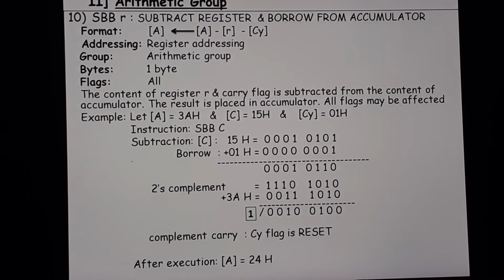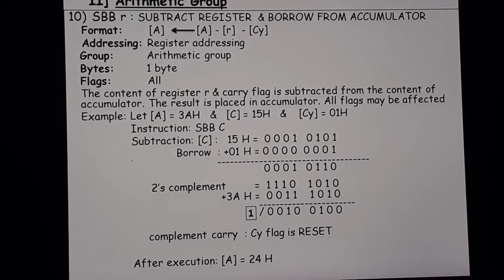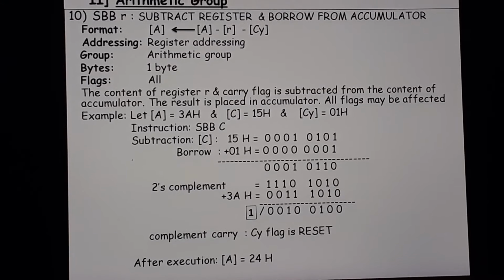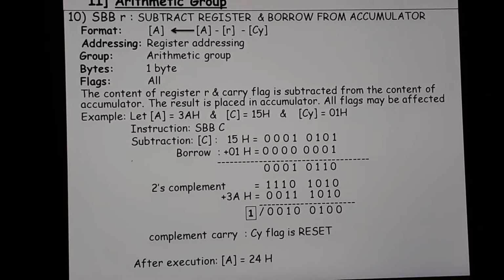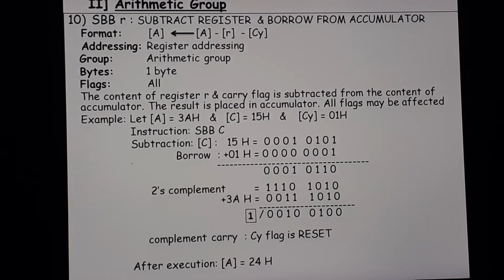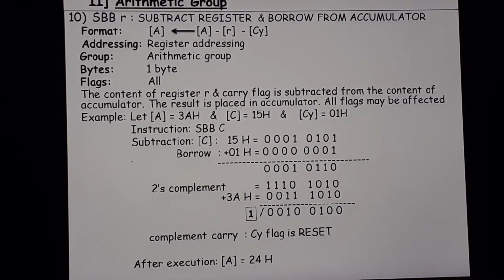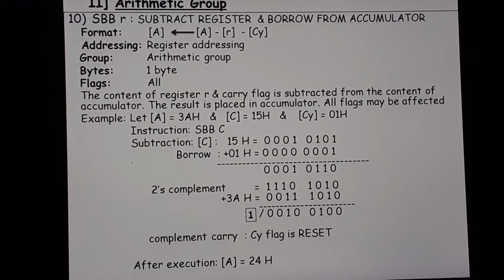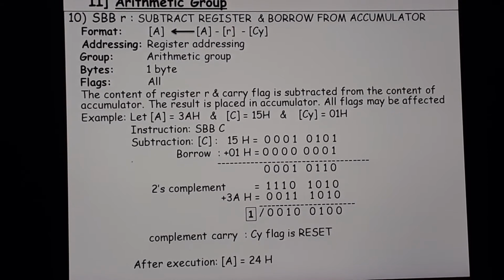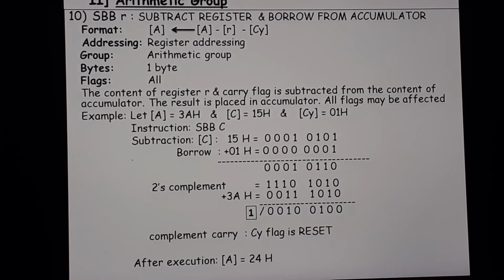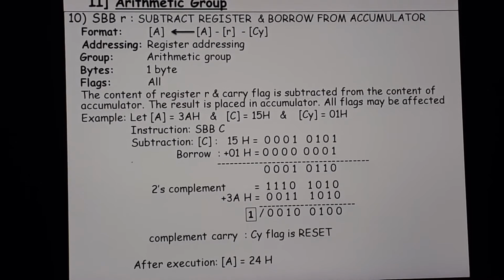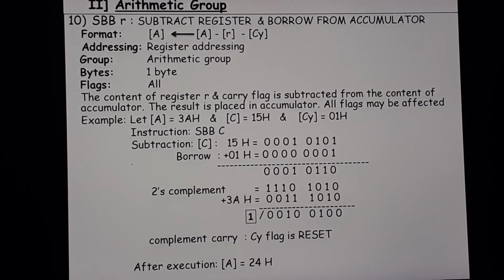In the example I have written, let A is equal to 3AH and C is equal to 15H, carry is equal to 01H. Now, accumulator content I have assumed. Then the register that I will be taking is C, that I have assumed. You can take any register, A, B, C, D. Even if you take A, that also will do. Then the carry flag you can assume either 0 or 1. I have assumed 1 here. So the instruction that I have assumed is SBB C. That C is nothing but my register.